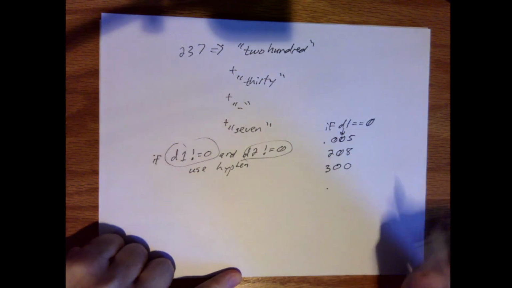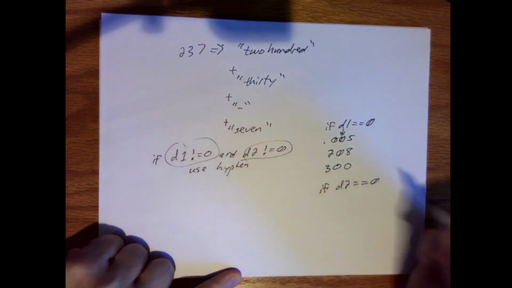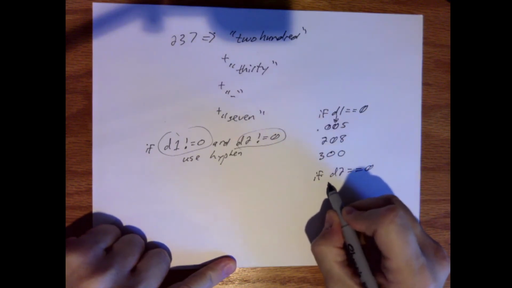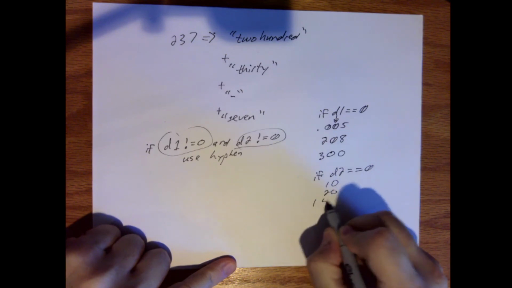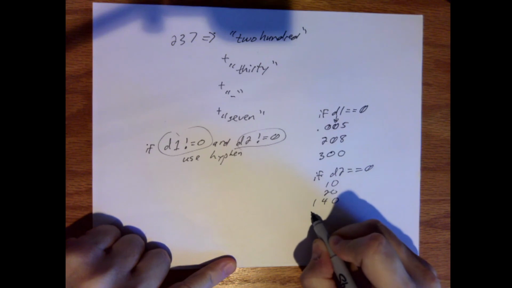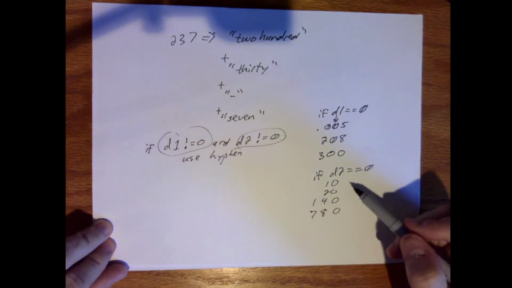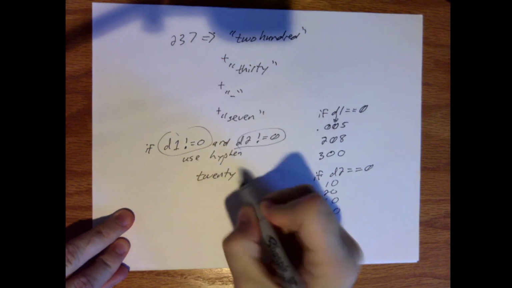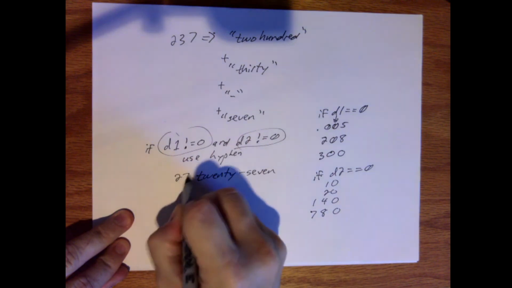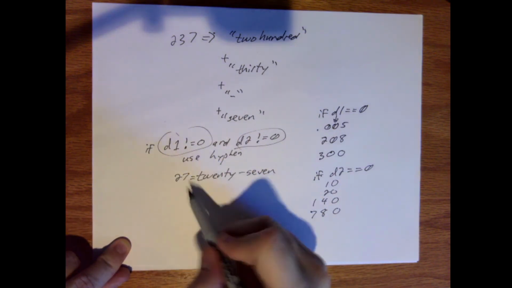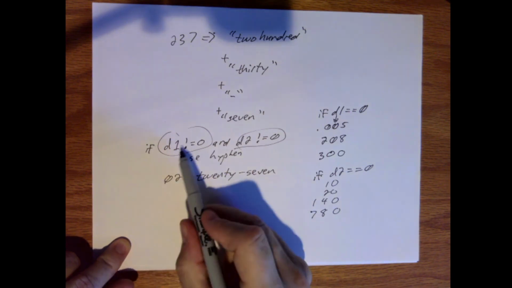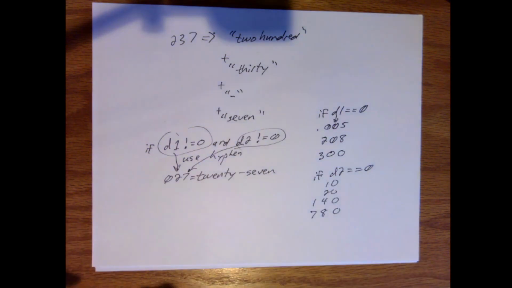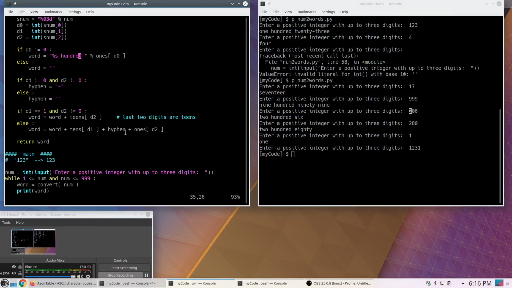What does this produce? Well, if D2 is equal to 0, then I get things like 10, 20, 140, 780, things like that. So if it's not one of these or not one of these, then it's going to be a compound word, and I'm going to have something like 27, because 27 is equal to this. So remember, this in terms of string terms would have been this. So D1 is not equal to 0, D2 is not equal to 0. I need to use the hyphen. So since I'm simply concatenating these, I either want to add the hyphen when necessary or add an empty string, so it essentially adds nothing.